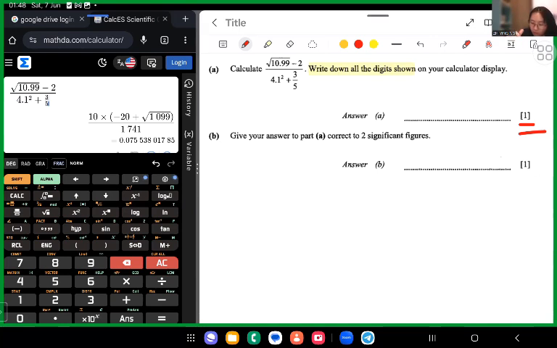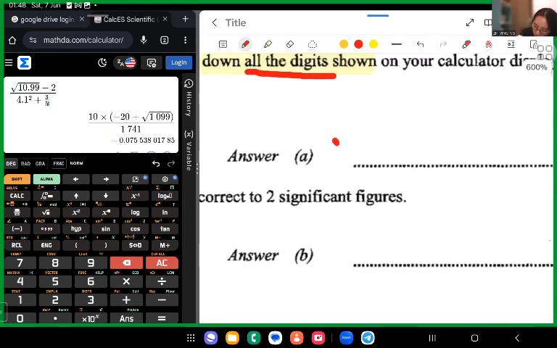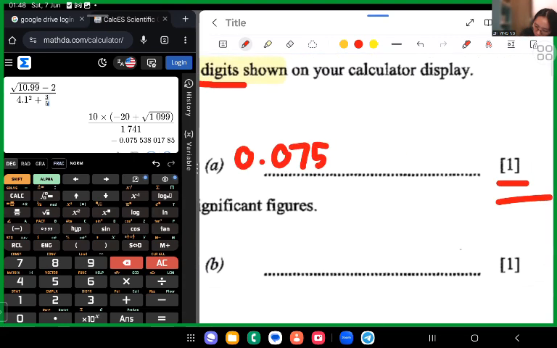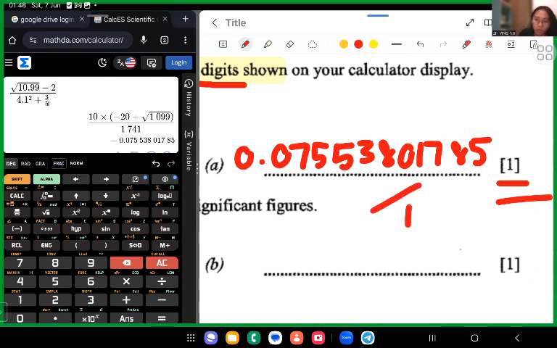Since the question needs us to write down all the digits, we just copy the answer that we get from the calculator, which is 0.07553801785. For this, you can get 1 mark.